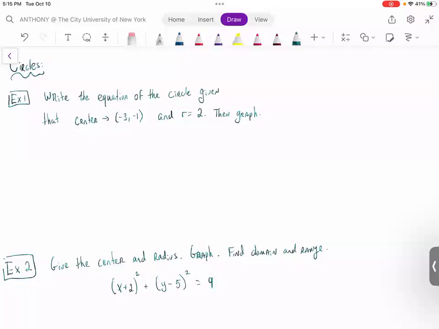So the equation of a circle is given as (x minus h) squared plus (y minus k) squared equals r squared. So h comma k is the center, and r is the radius.